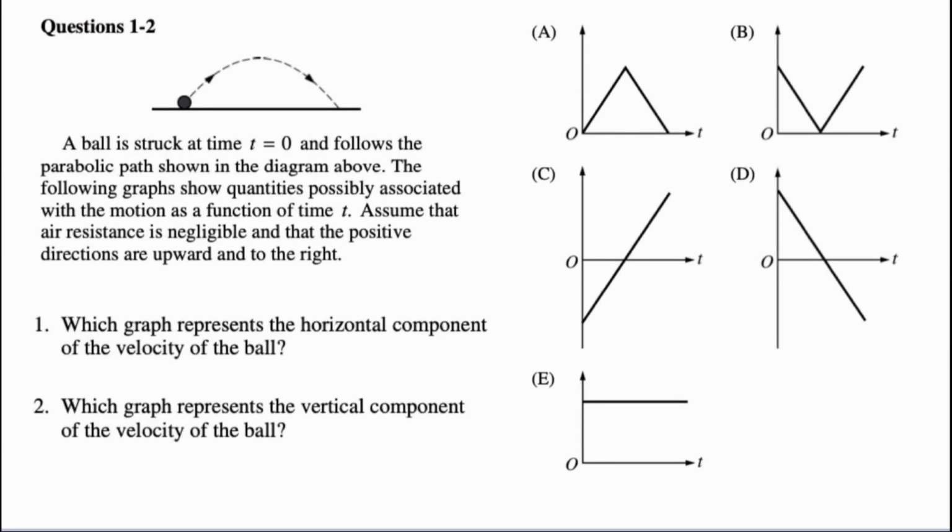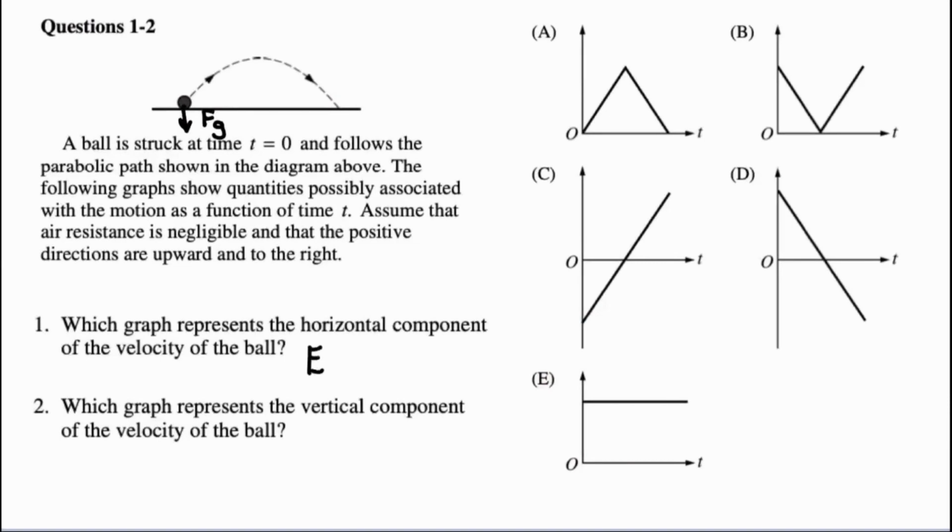This is a ball in free fall, meaning that the only force that acts on it is gravity. There's no force in the horizontal direction. So whatever velocity it had in the horizontal direction, it's going to keep the entire way through. So we should have a constant velocity in the horizontal direction, which is shown by E. So 1 is going to be E.